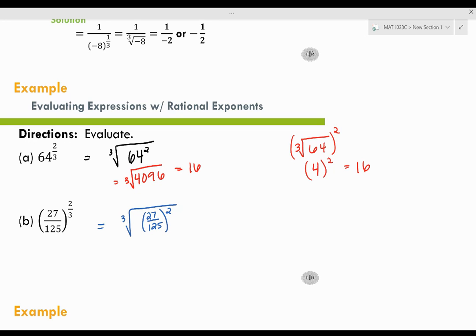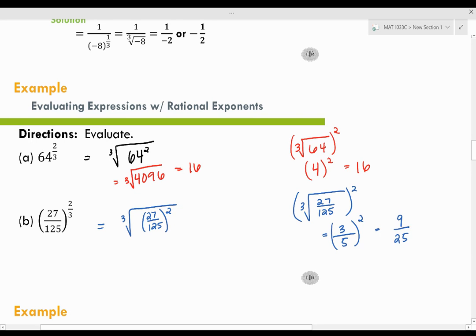So I'm going to show you guys again how I do the order reversed. If I wanted to do this one, I would do the cube root of 27 over 125, and then I would square whatever answer I got. Remember, the cube root of 27 over 125 is the same thing as taking the cube root of those individually. So the cube root of 27 is 3. The cube root of 125 is 5. And then I would square both of those. So 3 squared is 9, and 5 squared is 25. Either way, 9 over 25 is my answer.